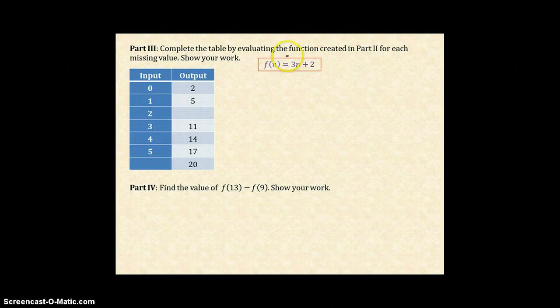So now we're going to use this function to evaluate for the missing values in our table. When n is 2, we can use the function like this. F of 2 equals 3 times 2 plus 2. So that's 3 times 2 is 6, plus 2 is 8. And when the n is missing, we know that f of n is 20.